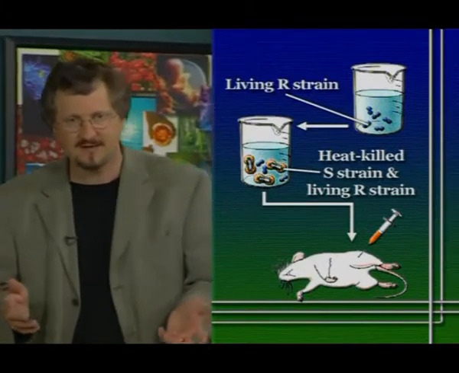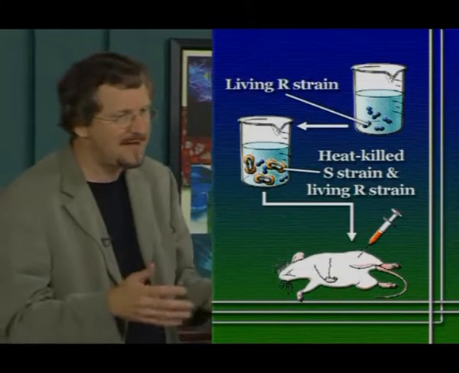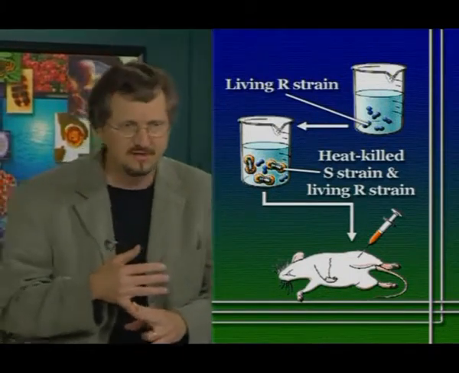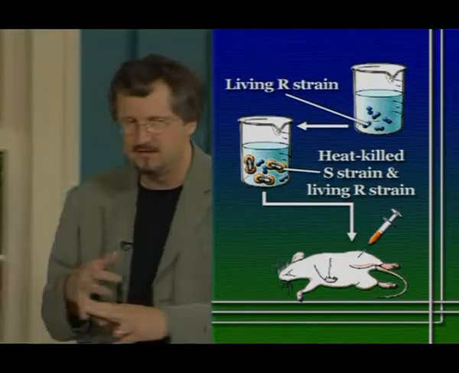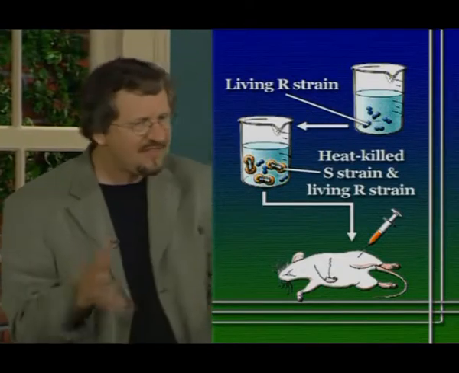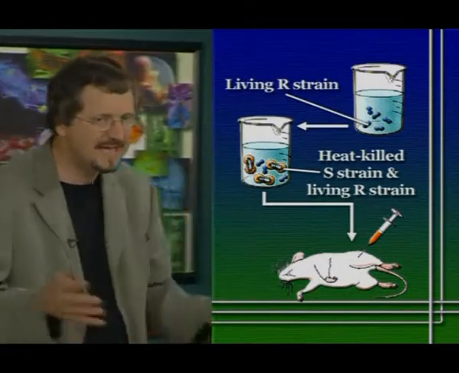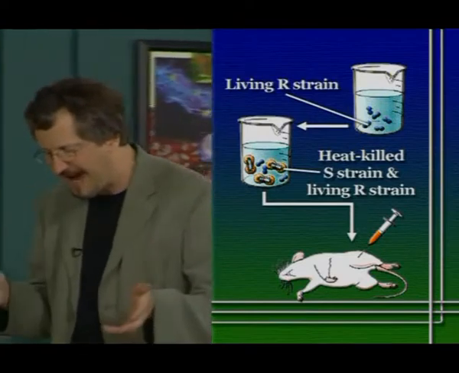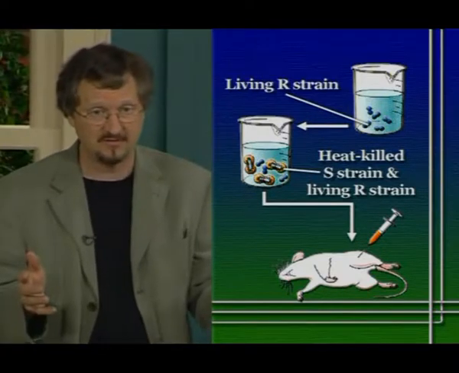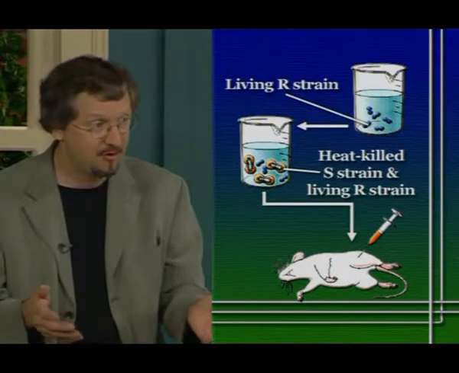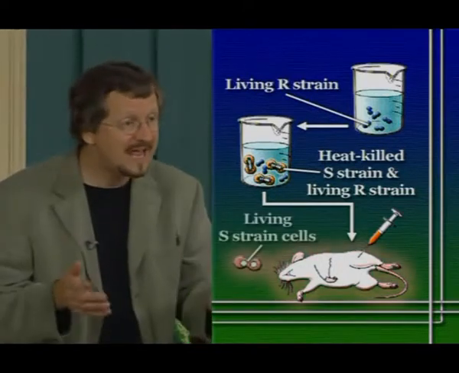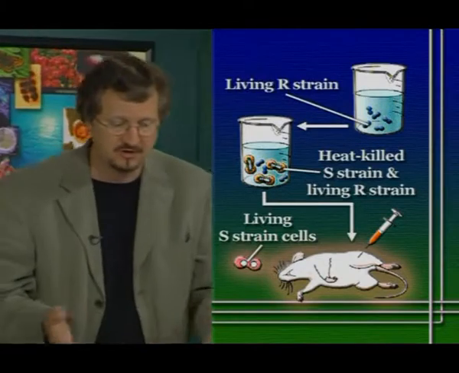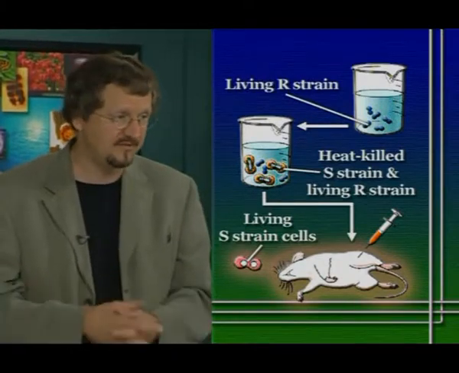Now, this is a surprising result when you think about it. It's highly unexpected because what's being injected into the mouse are dead S-strain bacteria that wouldn't kill the mouse and live R-strain bacteria that wouldn't kill the mouse. So nothing was injected in the mouse that should kill it, and yet the mouse died. What Griffith found out when he dissected the mouse was that inside the poor dead mouse were living S-strain bacteria. He injected dead S-strain, and when he took the mouse apart, he found living S-strain.